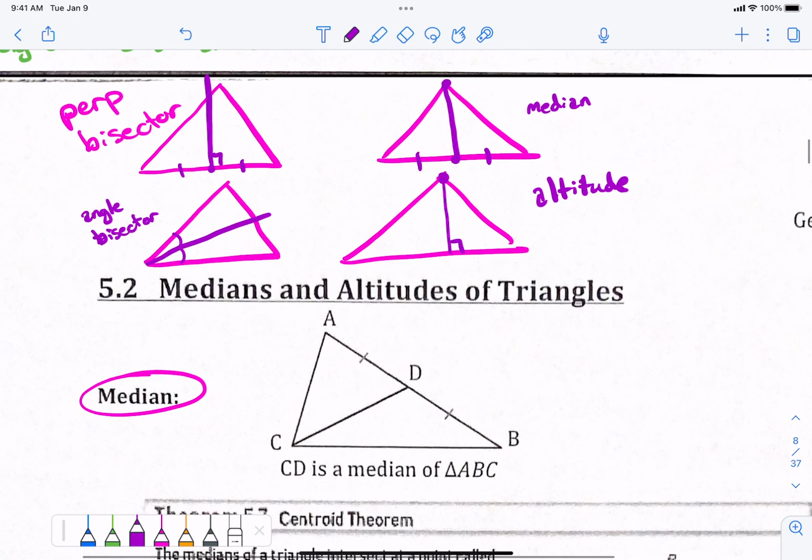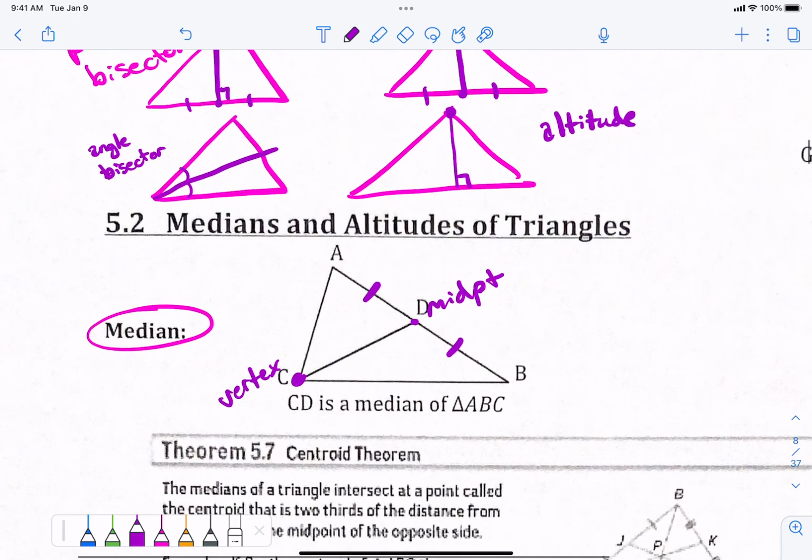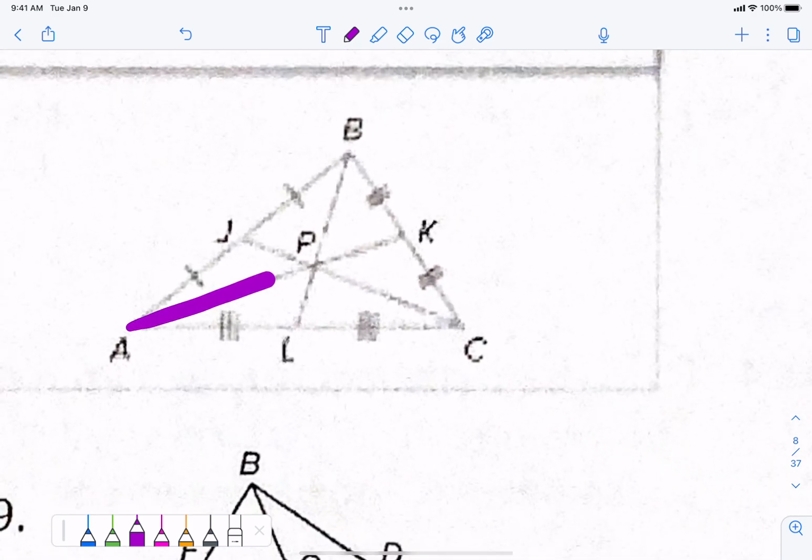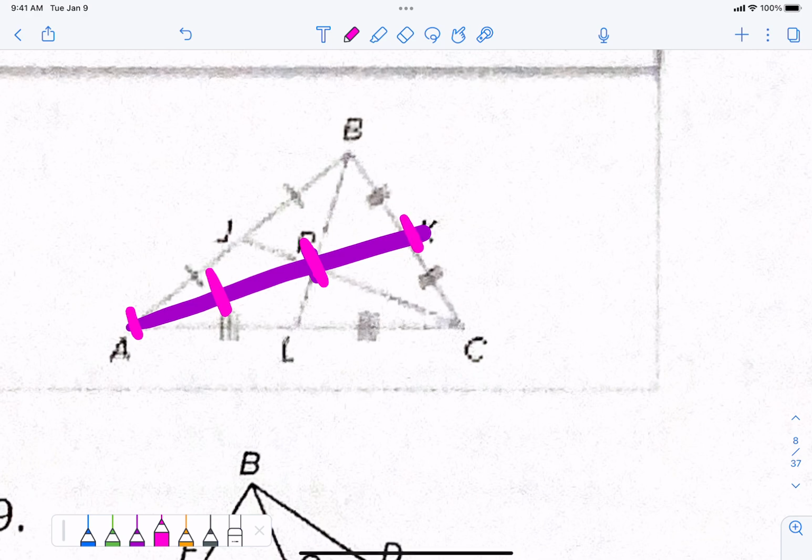So in 5.2, they talk about a median. It's vertex to midpoint. Okay, midpoint. This is the vertex. How do I know that that's the midpoint, by the way? Because it has the little tick marks, right? That's how I know it's a midpoint. So you need to make sure you label this when you're drawing them. Okay, but that's my vertex to midpoint. Now we know from the centroid theorem that whatever median I have, it's separated into thirds. So here's a third, here's a third, here's a third, right? Or in other words, this guy is 2 times what this guy is, right? Okay, so that's how that works.